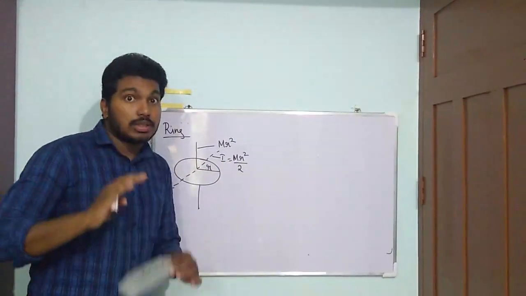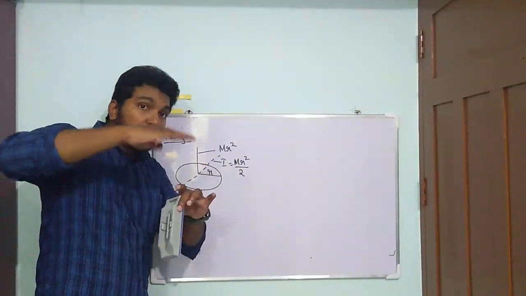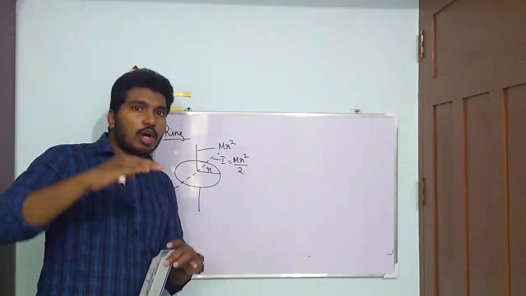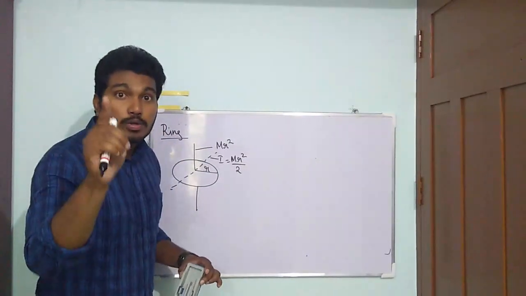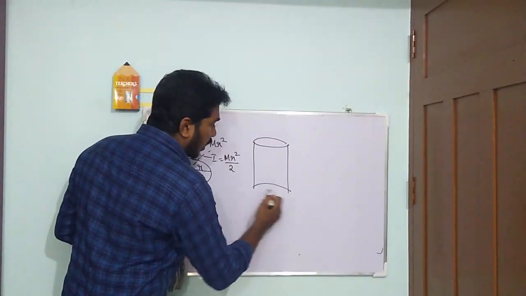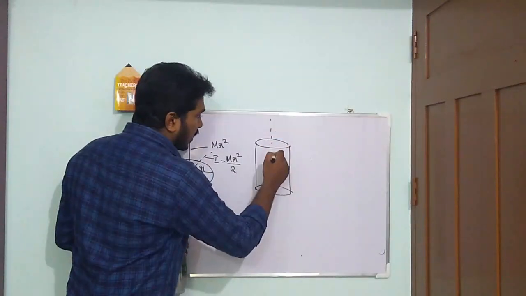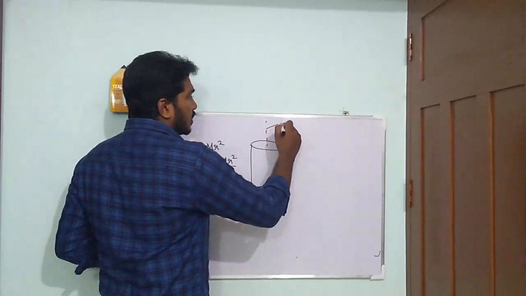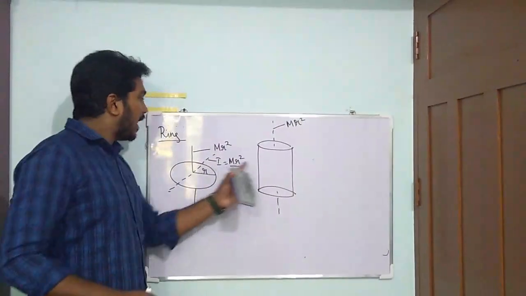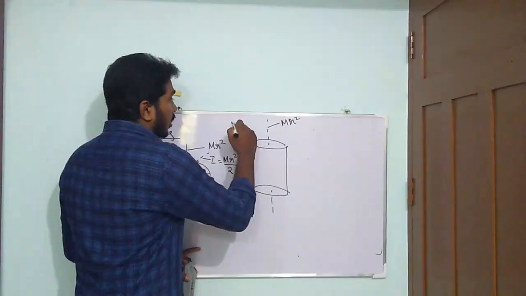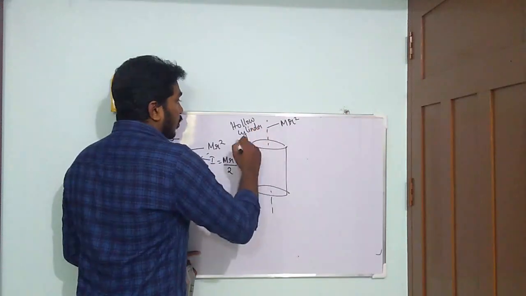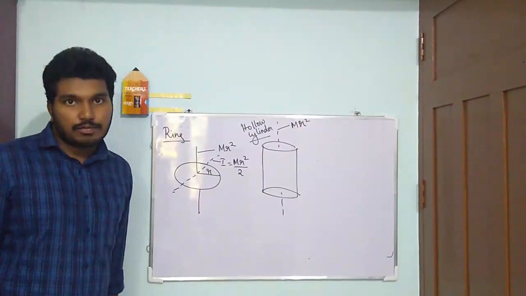Okay? Now imagine I'm placing one ring over the other. What do you get? Placing one ring over the other, you'll get a hollow cylinder. And remember that for a hollow cylinder and for a ring, along its geometrical axis, the moment of inertia is the same, mr square itself. No change. For a ring and a hollow cylinder, I repeat, along its geometrical axis, the moment of inertia will be mr square itself.